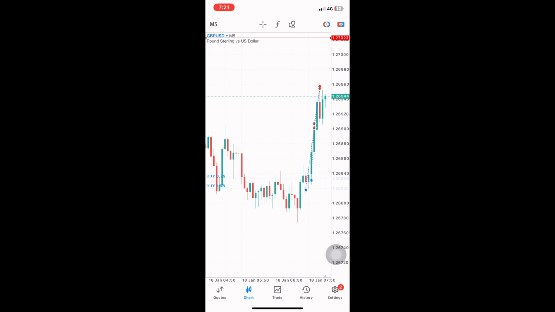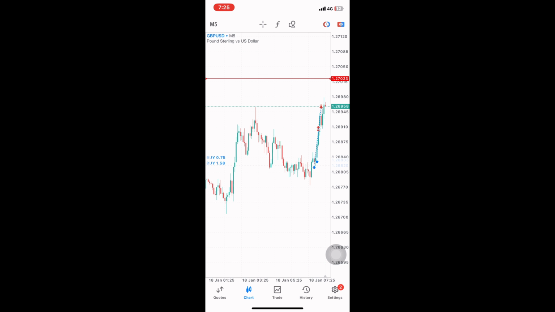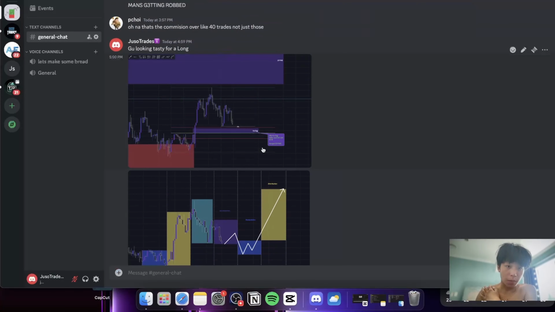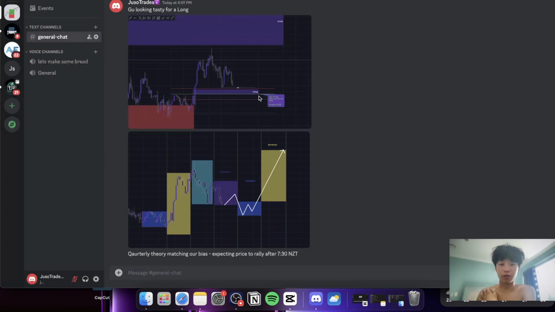And by this time, I've nearly walked home, so I just flip back over to our normal setup. And as always, I do shout out my biases and trades in the Discord. As you can see, calling out GU looking tasty for a long.